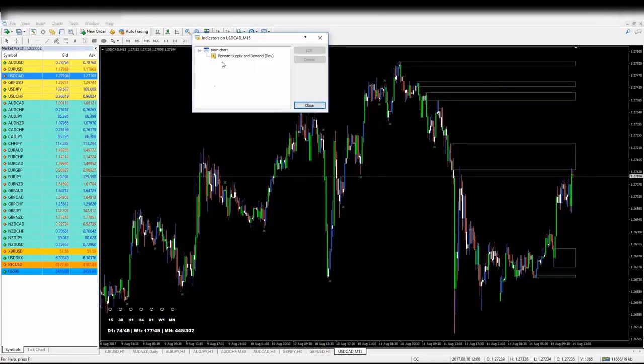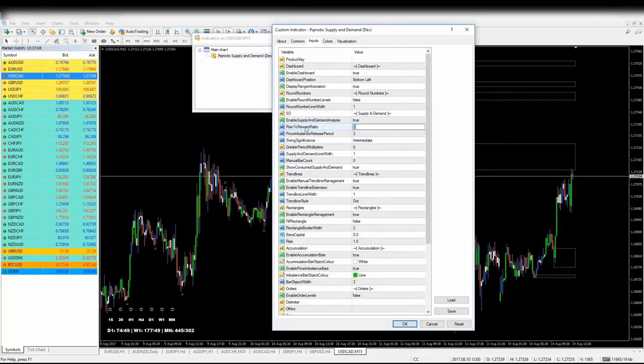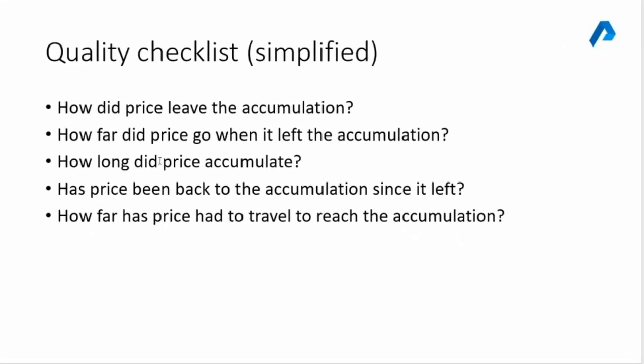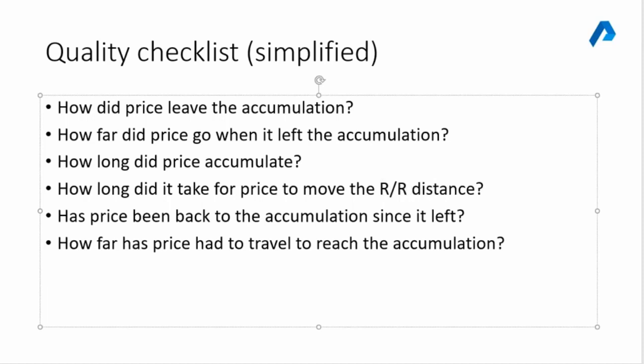And if we look here in this new version, you can see that we're looking for at least 3 times this area of supply and demand for price to move within 3 periods. This is also on the checklist. So if we go here, and see how long did price accumulate. We could also add this one here. How long did it take for price to move the distance? Let's put risk reward distance. That's also very important.